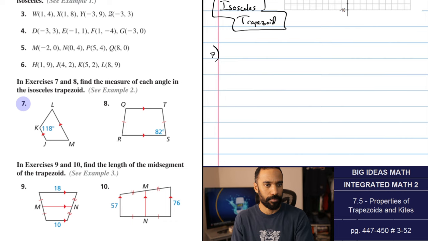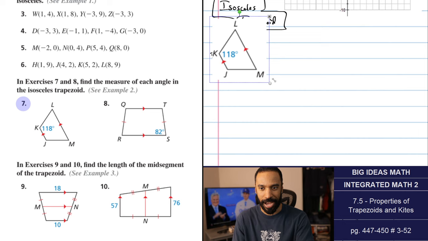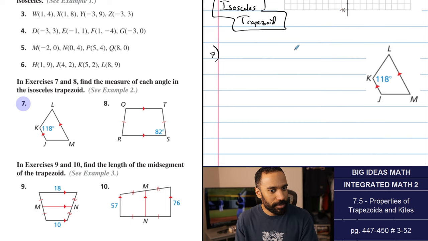I'm trying to decide how much I want to draw things out versus my general copy and paste method. I think after doing one of these copy and paste, you'll see me probably not copy and paste anymore. But I like to bring it up. So number 7, what do they want?